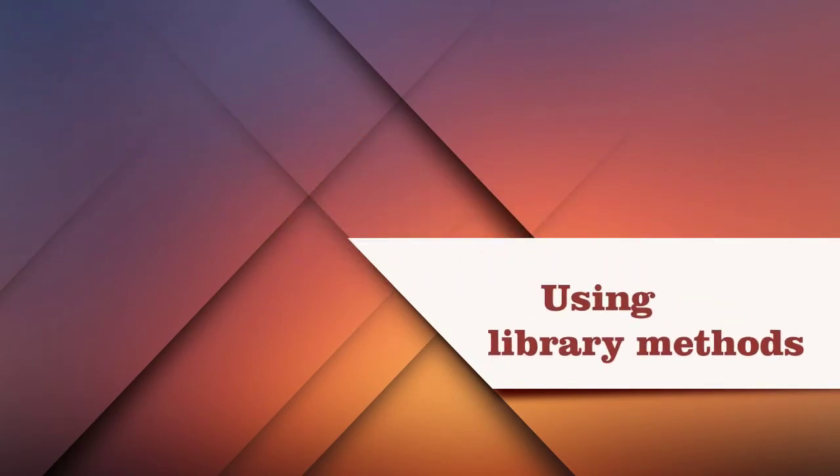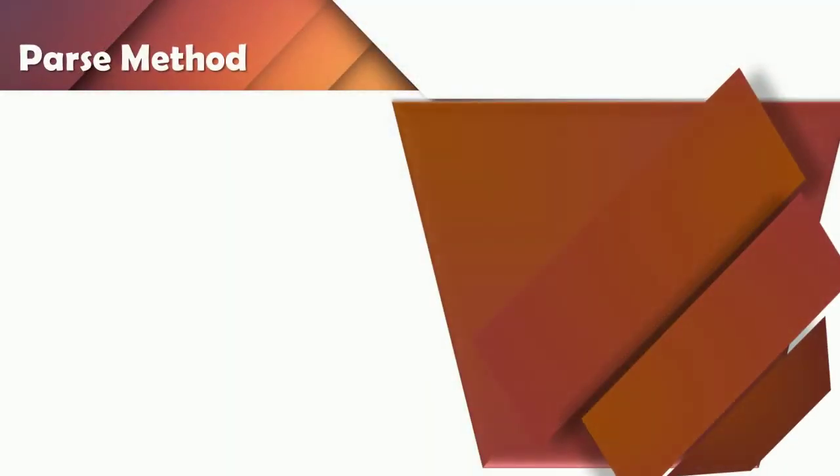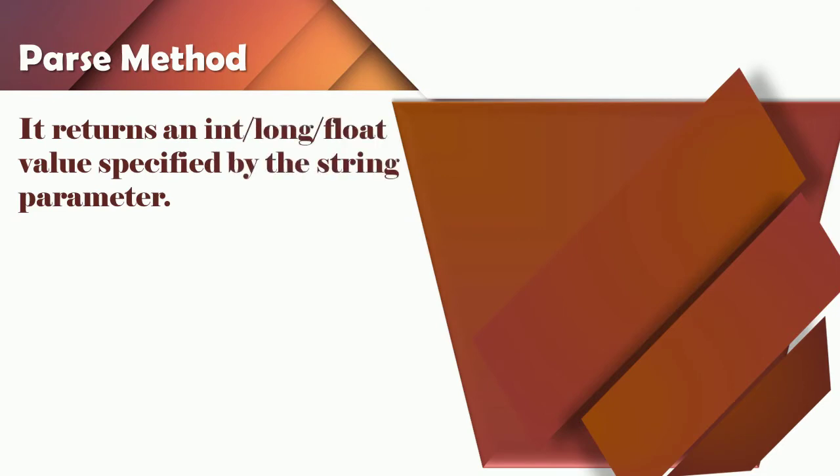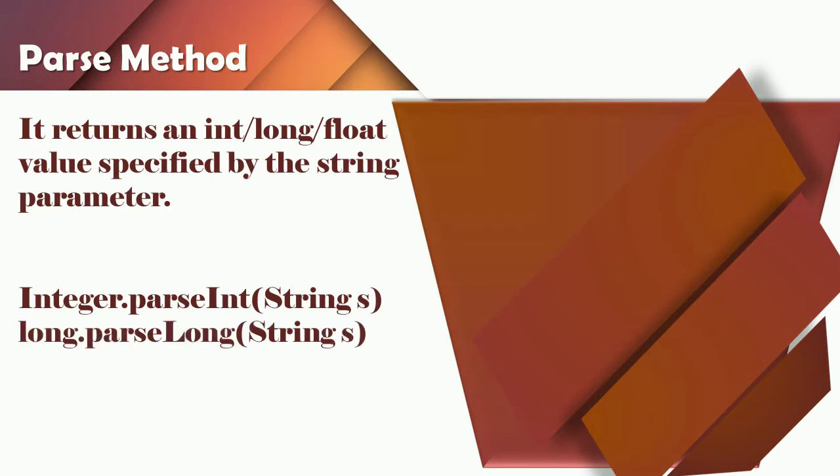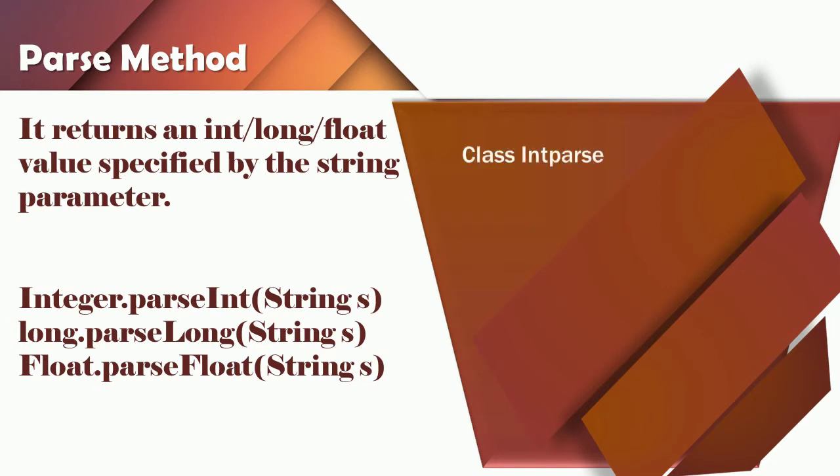We'll see some library methods, how we can use these library methods. First we'll see what the parse method is. The parse method returns an int, long, or float value specified by the string parameter. So if you're using an int, you will use Integer.parseInt and you will pass a string argument. And for a long, you will use parseLong, here with a capital letter L. So these are all called wrapper classes.